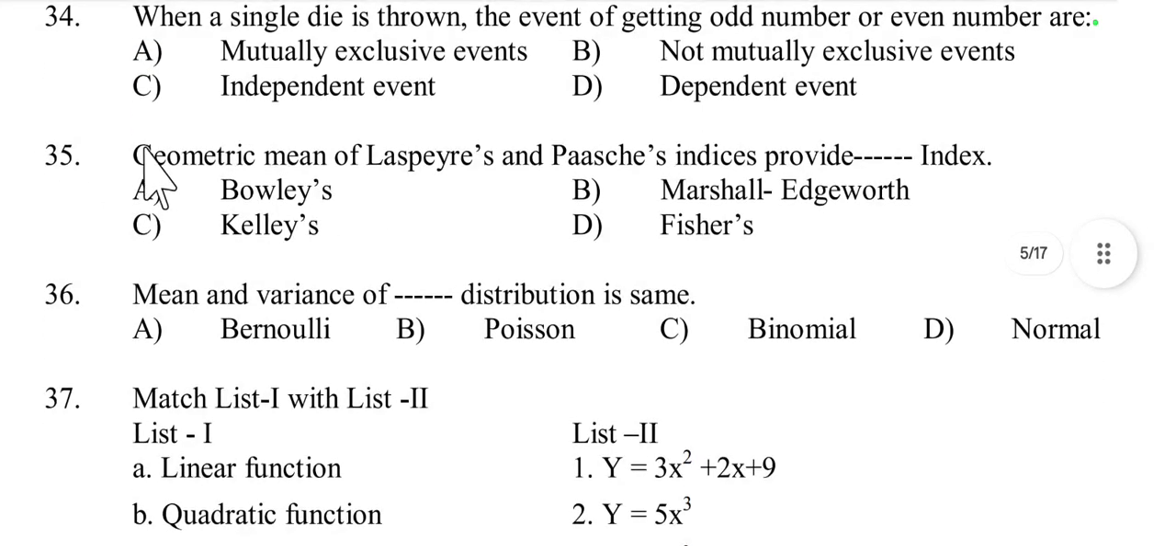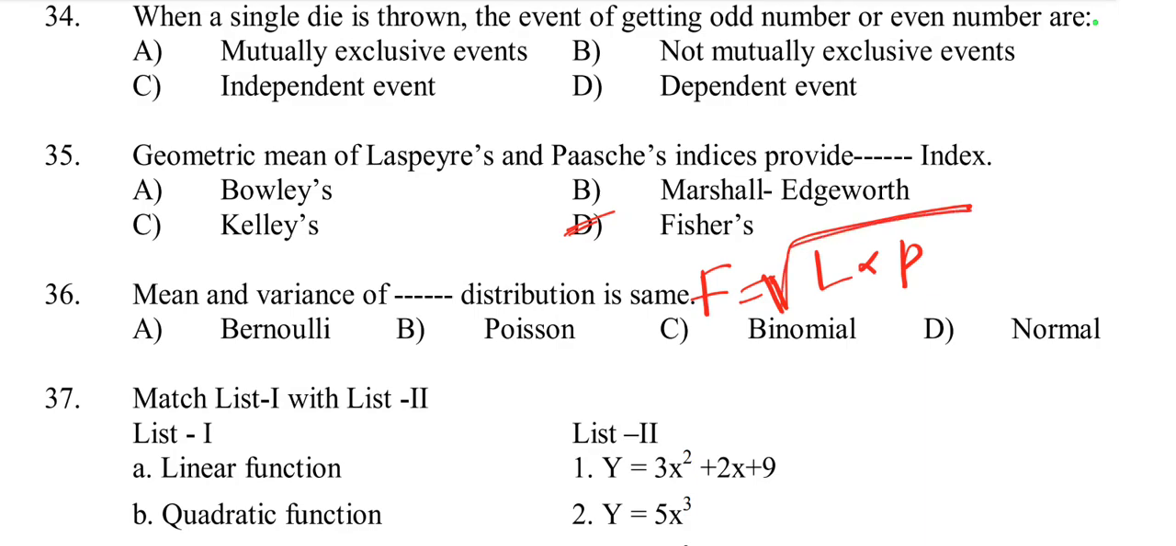Then question number 35: the geometric mean of the Laspeyres and Paasche indices provides which index? It is provided by Bowley, Marshall, Edgeworth, Kelly, or Fisher. So Fisher's is the right option. Fisher's method is the geometric mean of the Laspeyres and Paasche methods. So D is right.